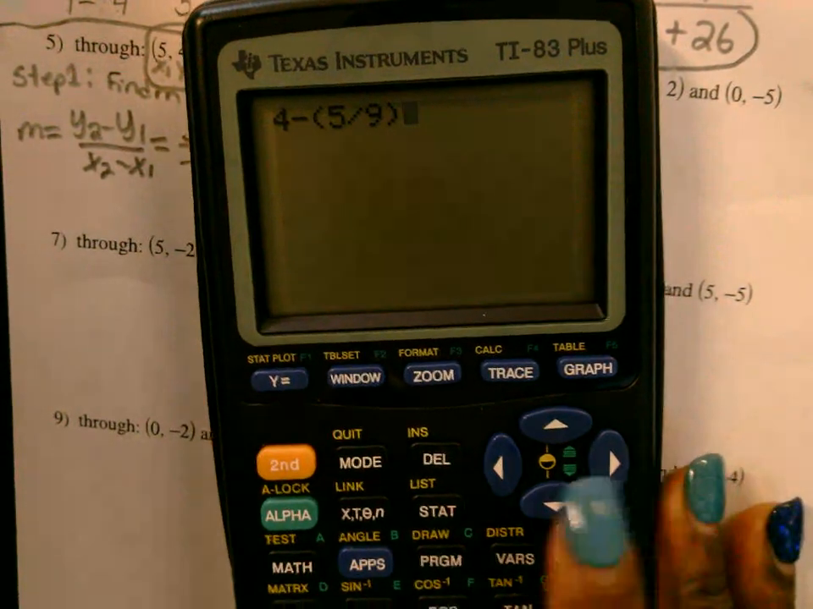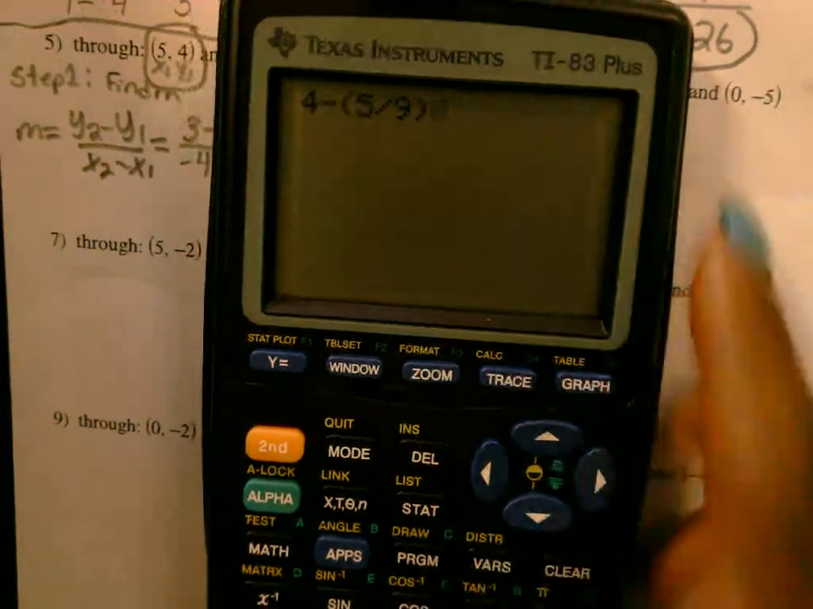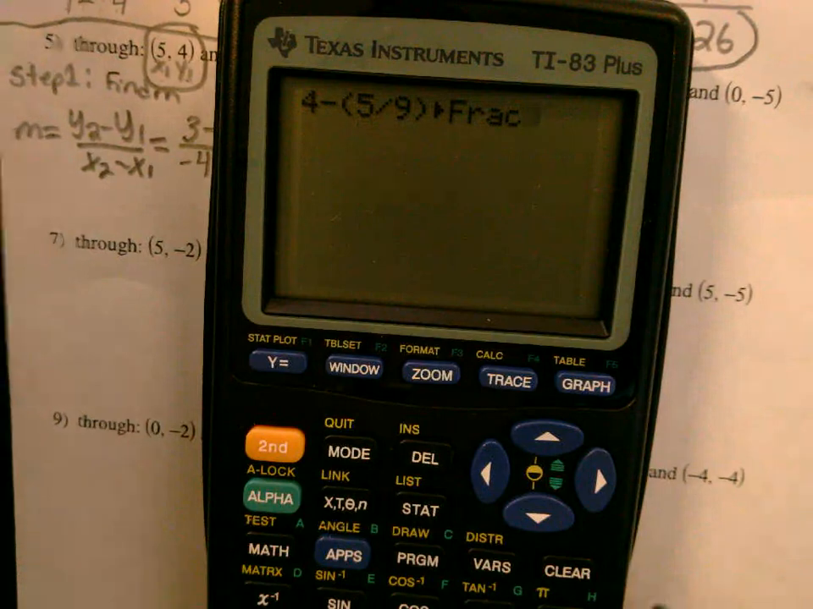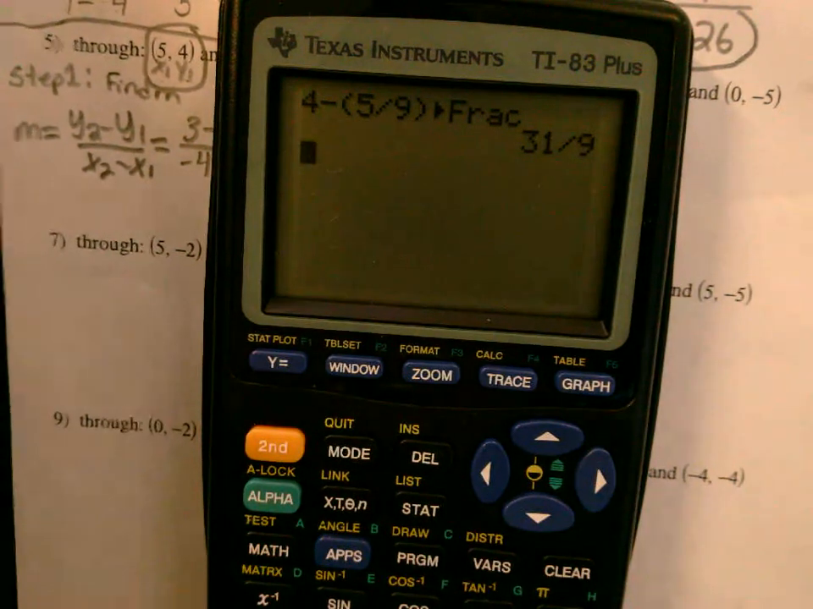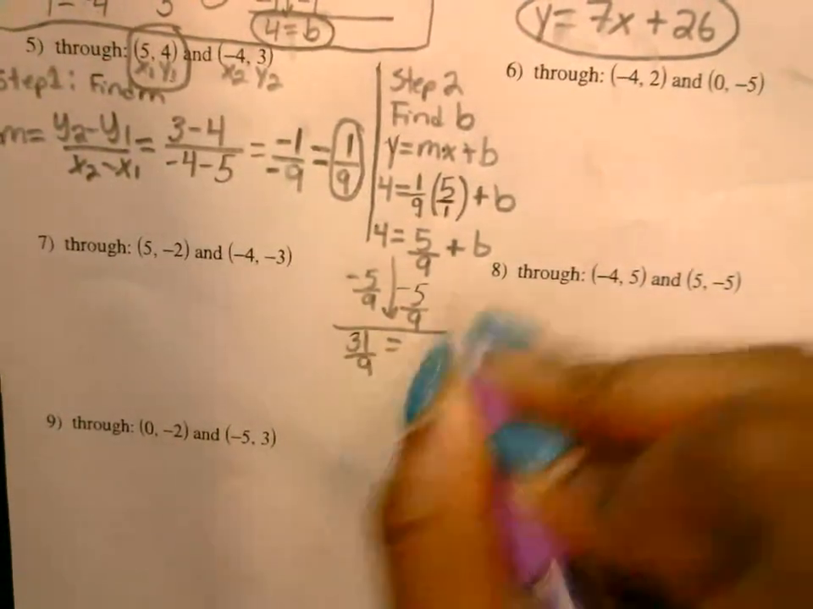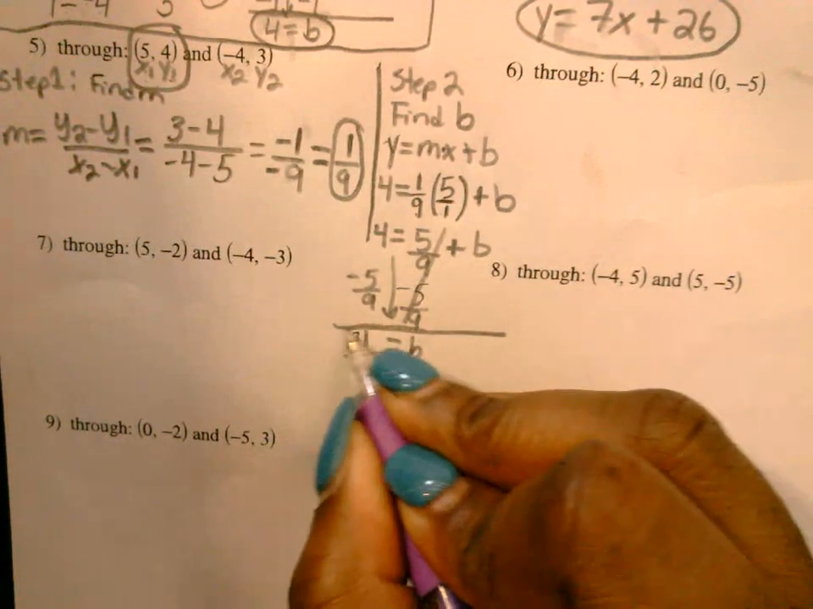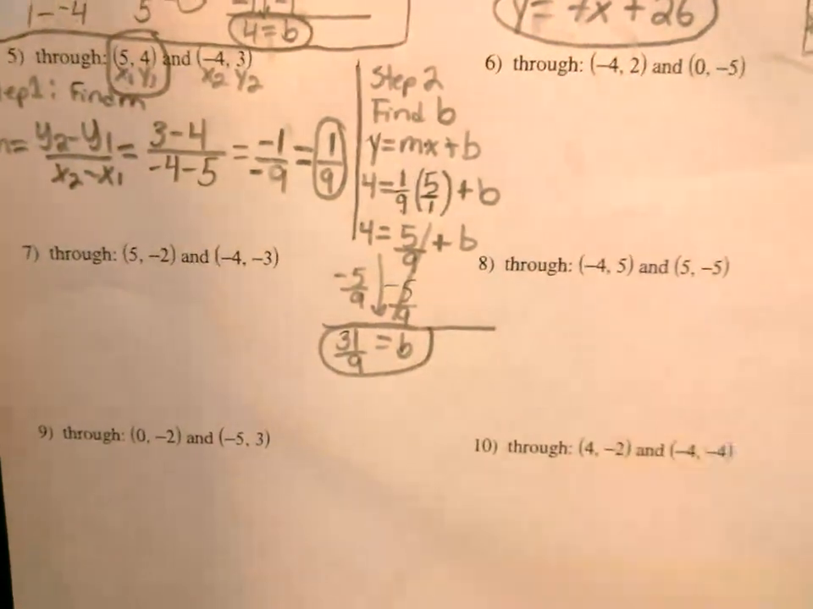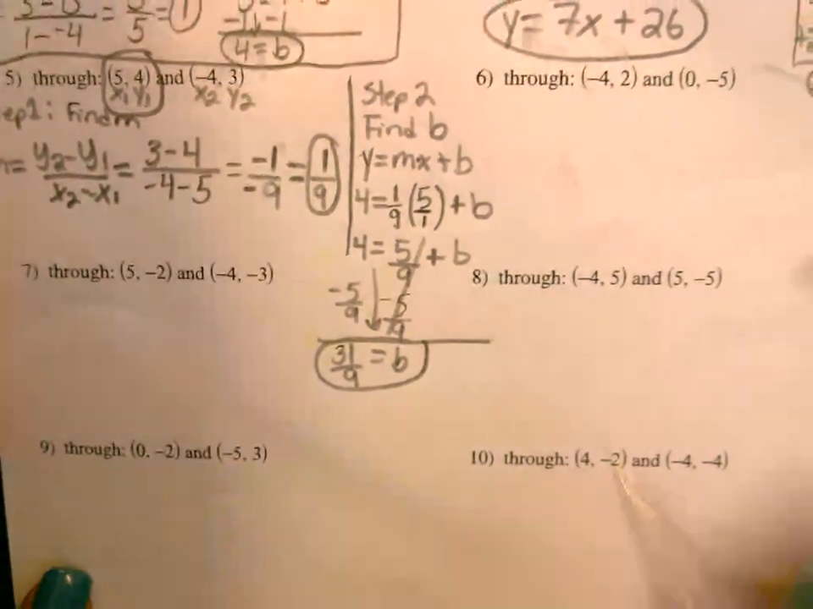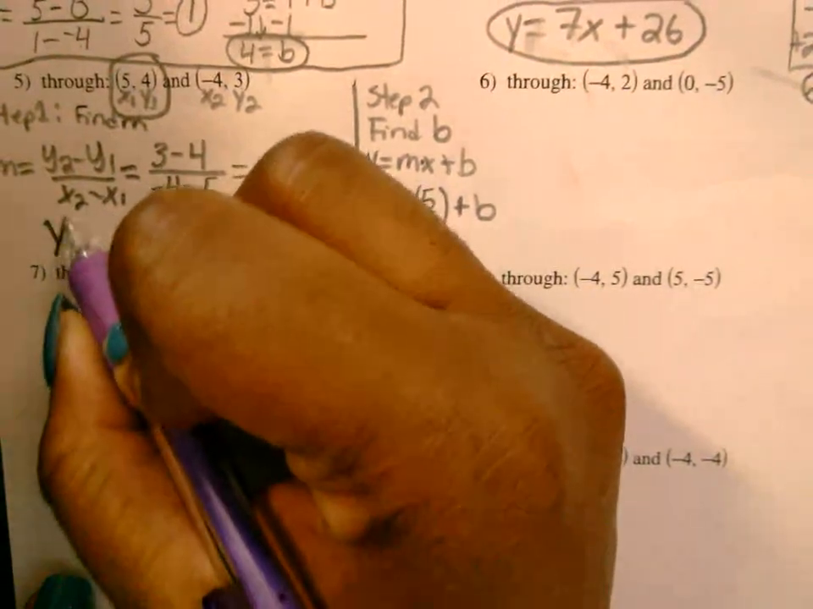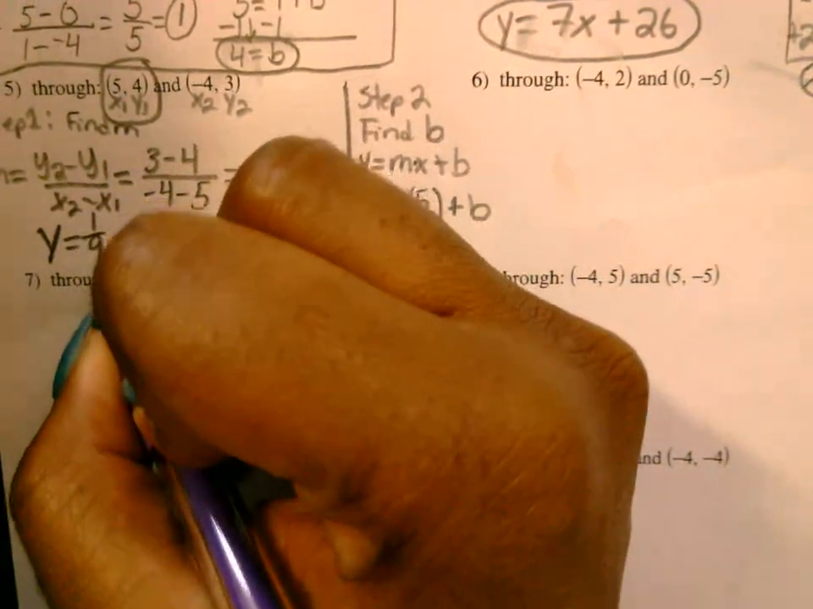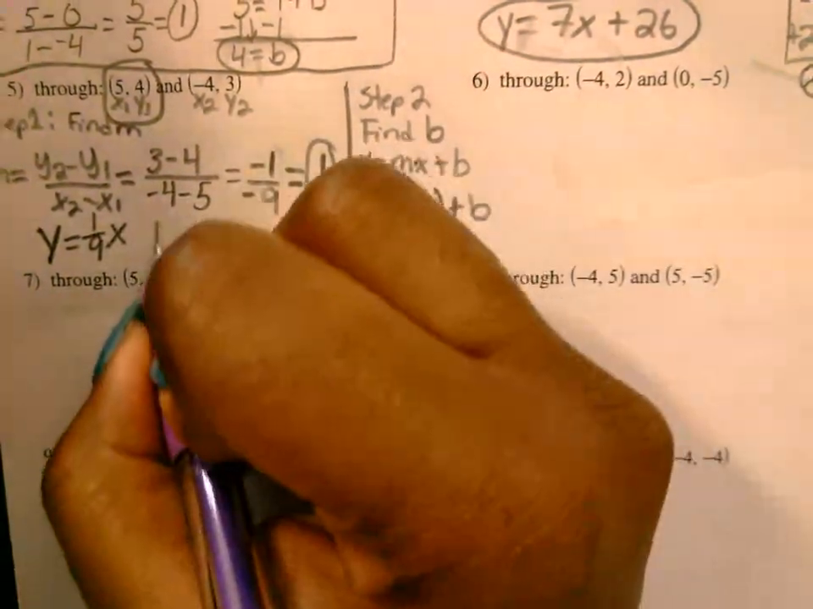How do I convert this to a fraction? What button do I press? Math, and then press what? Enter. And then enter once more. What's the fraction? 31 over 9. So your answer is 31 over 9. This is M, this is B. How do I write this as an equation? Y equals what? 1 over 9 x plus 31 over 9.